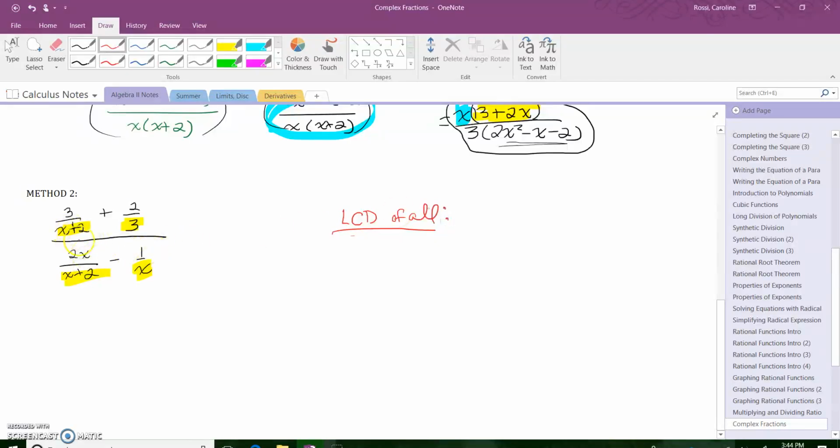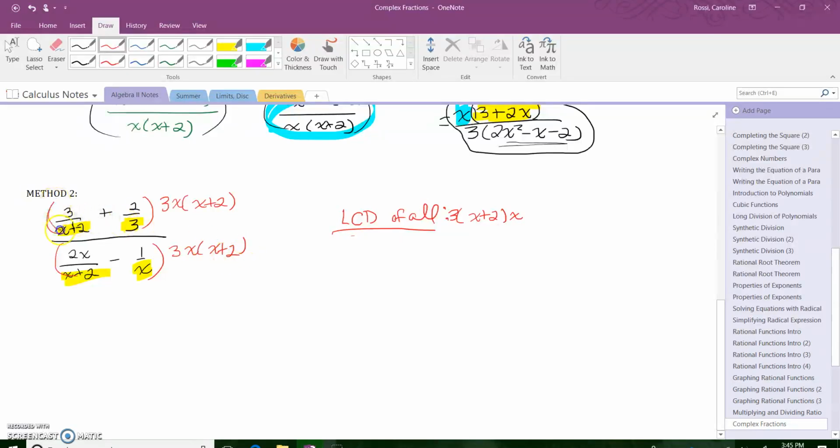So I see x plus 2 repeating here, so I only need to write that once. I see a 3, and I also see an x. So 3x times x plus 2, that's going to be my LCD. So what I need to do is multiply everything by the LCD. So watch carefully here. 3x, x plus 2. I'm just rewriting the order. I want the x in front of the parentheses.